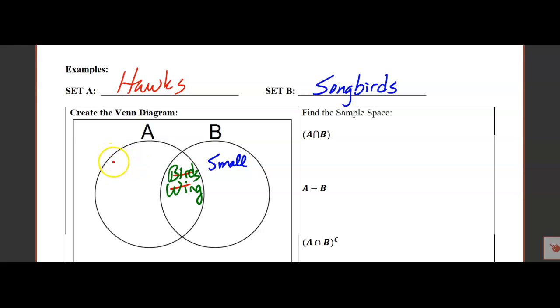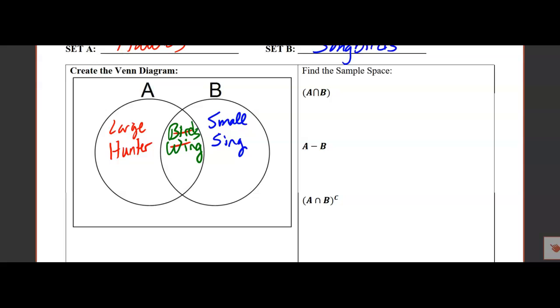Okay. Hawks are hunters or predators or carnivores, whatever. And birds, songbirds sing. So A intersection B. What is my values for A intersection B off of my choices that I've got up here? Okay, so that would be the set of birds and wings.